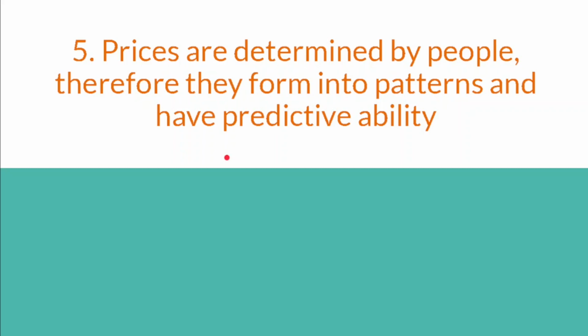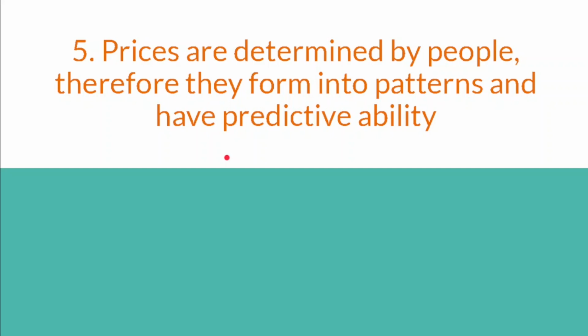Now the fifth point is prices are determined by people, therefore they form into patterns and have predictive ability. As we all know, prices are determined by people because people trade, and people have emotions like fear, greed, hope. So whenever people act because of these emotions, these kinds of patterns form, and these patterns have predictive ability.